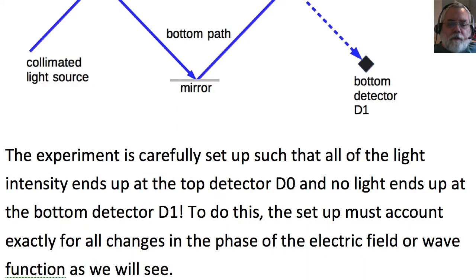This experiment is carefully set up such that all of the light intensity will end up at the top detector, D0, and no light ends up at the bottom detector, D1. It's a little surprising that we can do this. In order to do it, the setup must account exactly for all changes in the phase of the electric wave or the wave function, as we'll see in this lecture.